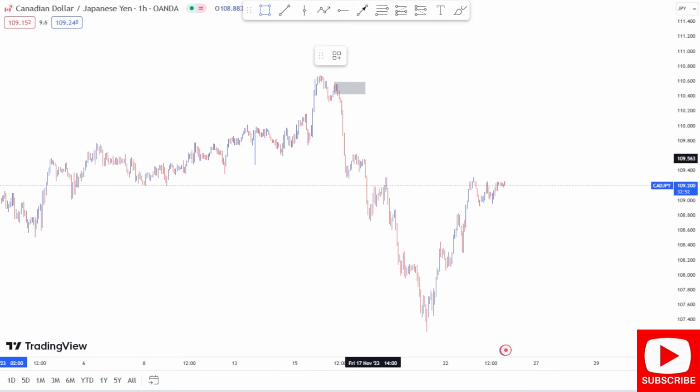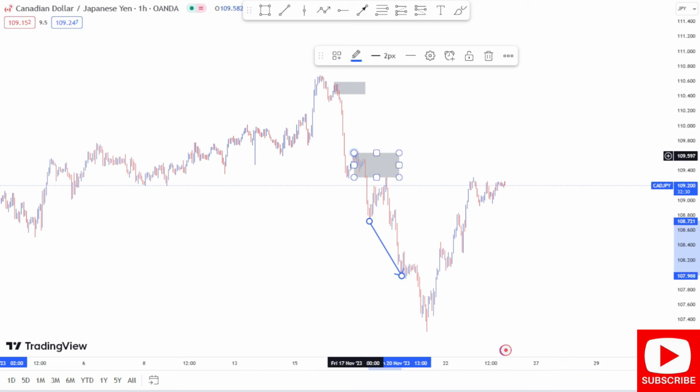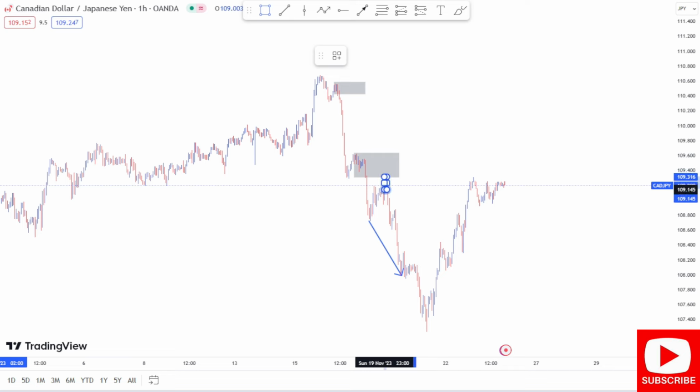And right here again, we can see the same instance, but this zone was taken out just like how I showed you in the concept a few minutes back. This zone has been tested, but it created another sharp impulse move to the downside, making this zone right now a supply zone again. We had a supply zone here. So right now we will focus on the latest supply zone that I have right here.